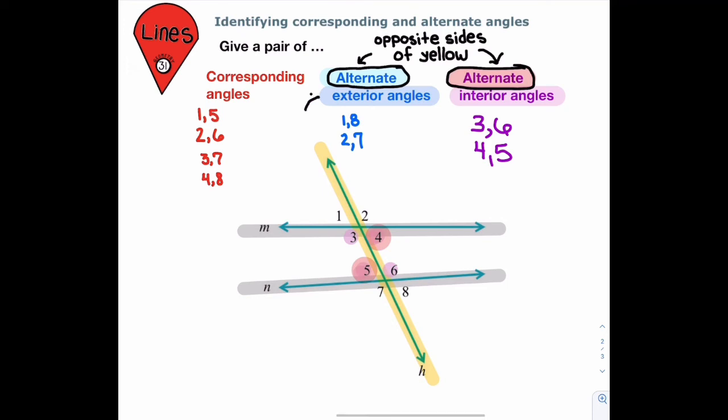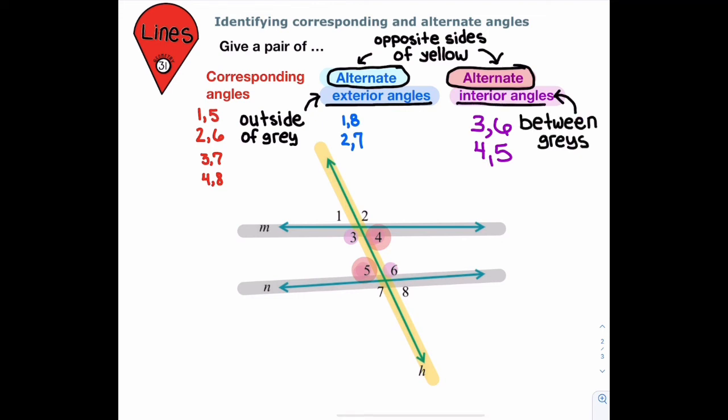Exterior angles are angles that are on the outside of those gray lines. So angles 1, 2, 7, and 8 are all exterior angles. Interior angles are angles on the inside. So those are the angles that are in between the gray lines. So angles 3, 4, 5, and 6 are all interior angles.